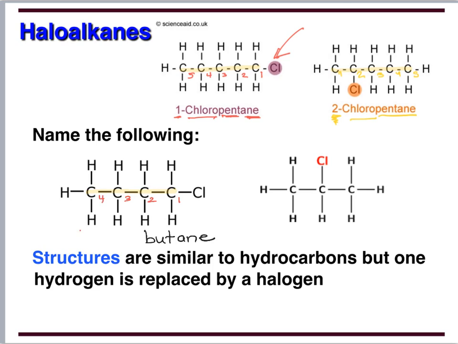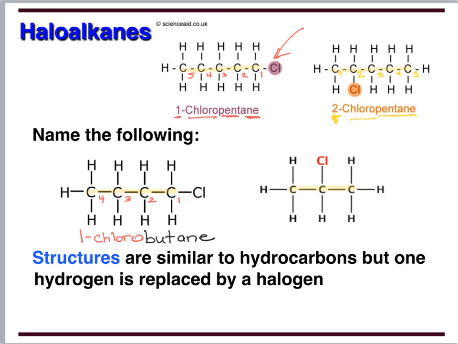So it's going to be a 1-chlorobutane. Okay, over on the second example there, my carbon chain is 3 long.